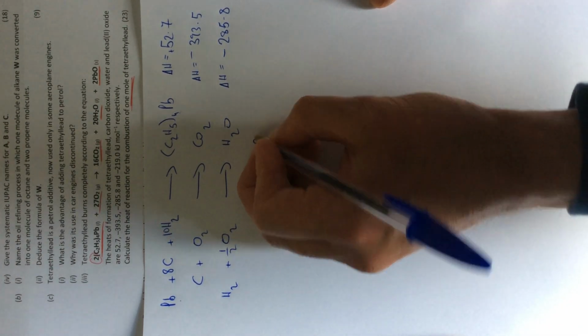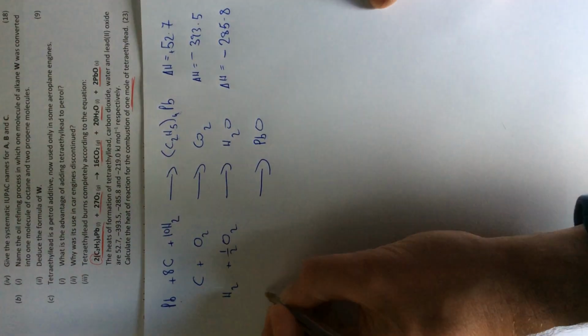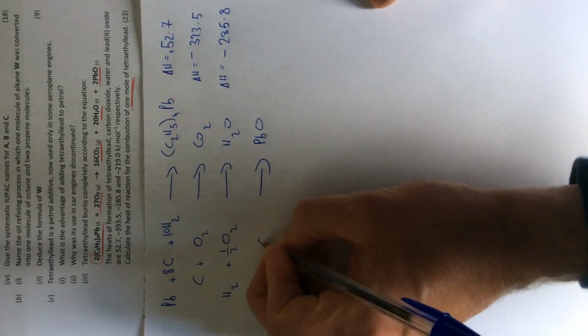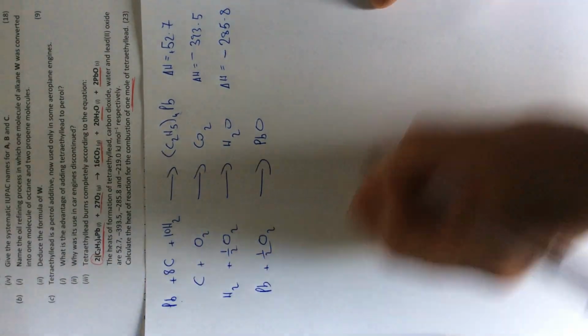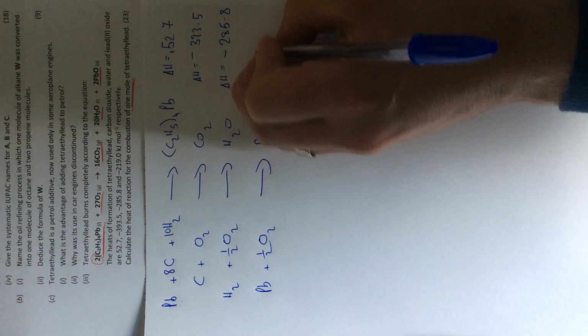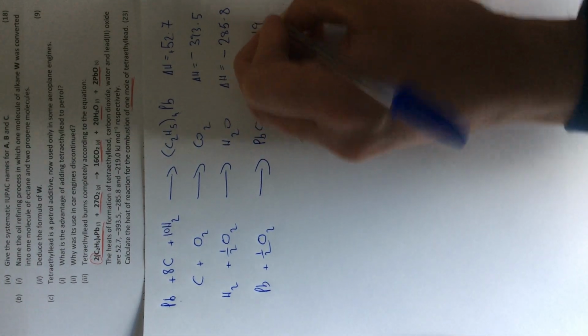Okay, and the last one then is lead oxide, which is PbO, and again that's formed from Pb, and it's also going to be formed from O2. Make sure you put the half in there, and your delta H is going to be minus 219.